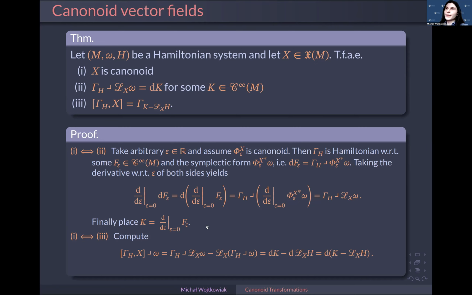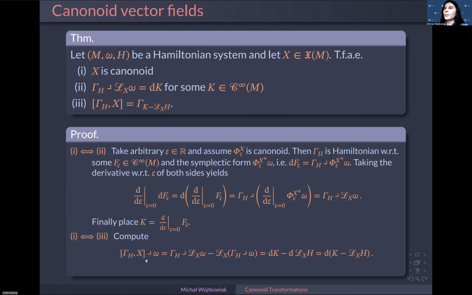is the derivative of f epsilon at epsilon 0. Yeah, so this is essentially the Hamiltonianity expressed in a different way. And then the equivalence of the second and third condition is by simple computation.